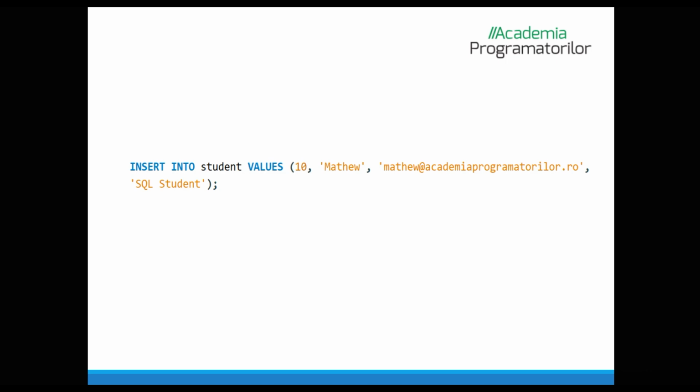Suppose we have a student table and each student will have an int type ID, a name, an email, and a description. We will have to specify the ID, the name, the email, and the description. For ID, since it's of type int, we will enter a number directly, and after the comma, we will pass values for the following columns.